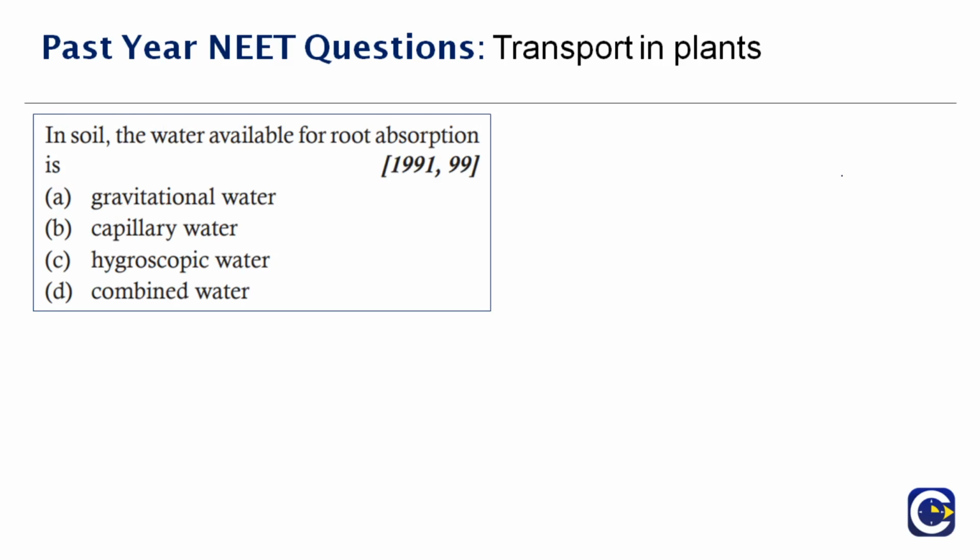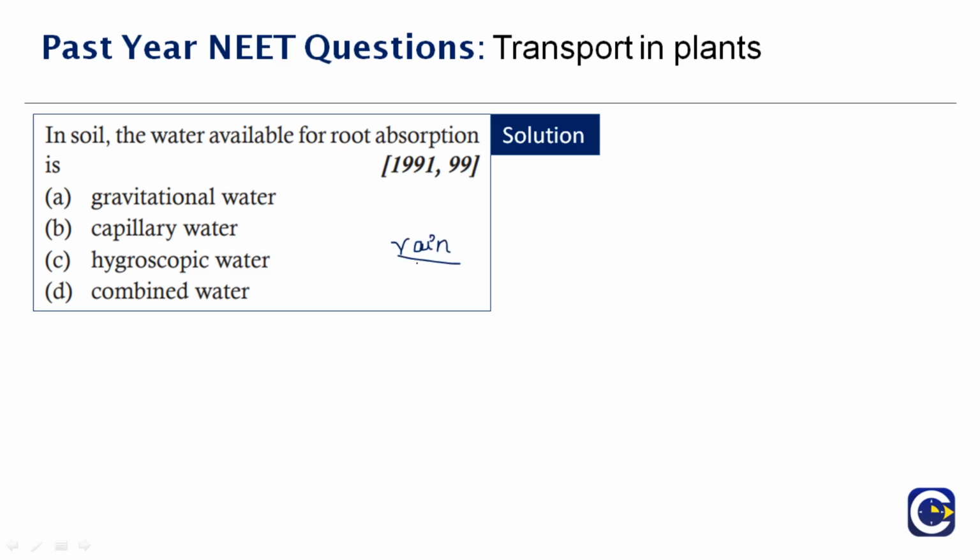Next question, in soil, the water available for root absorption is dash. So here you have 4 options: gravitational water, capillary water, and so on. See, I will tell you one by one. What is gravitational water first? After rain, a portion of water percolates downward under the influence of gravity. We all know water gets absorbed in the land. It is not available to plants. So the water that drains down because of rain will not be in a manner that the plant can absorb. It is absorbed by the ground.